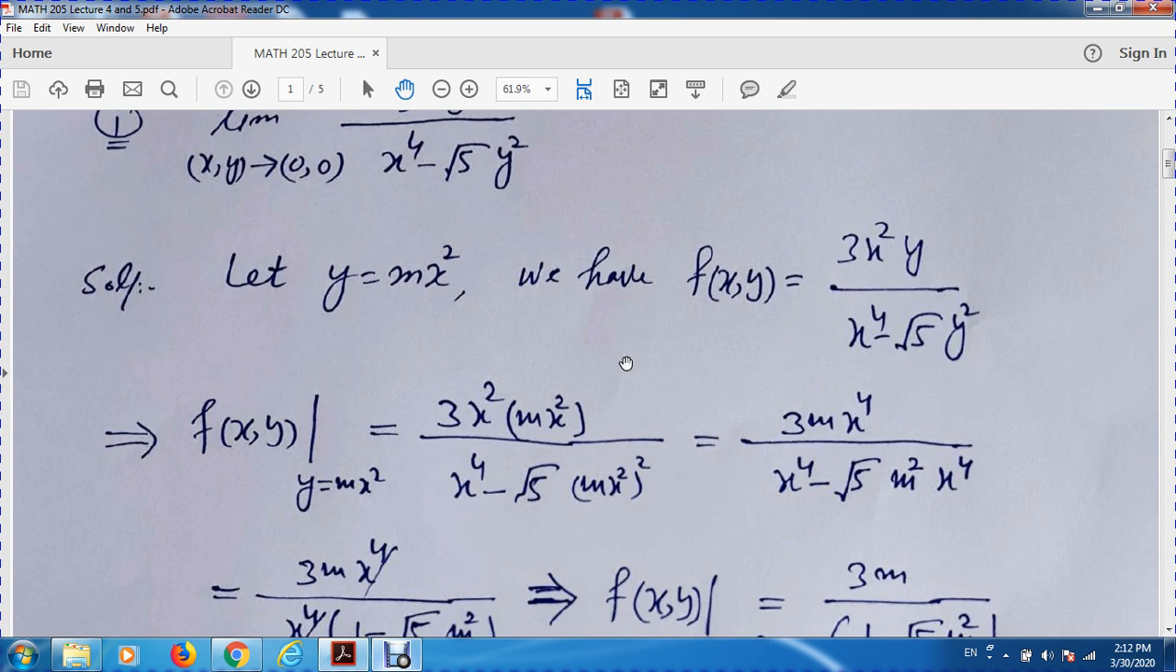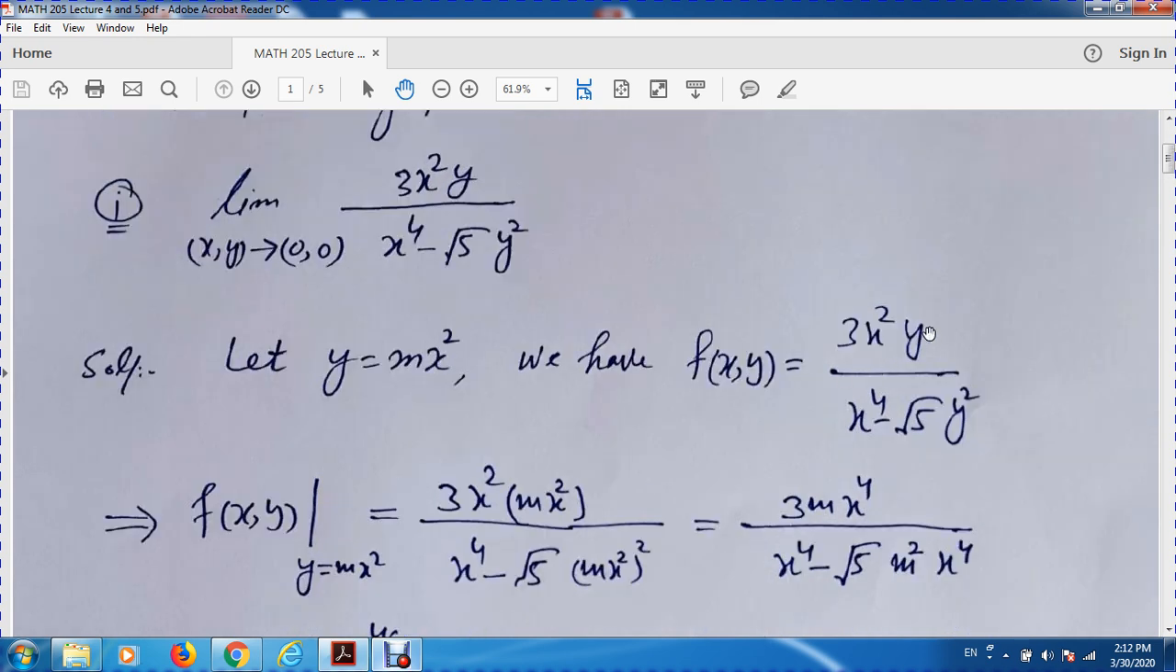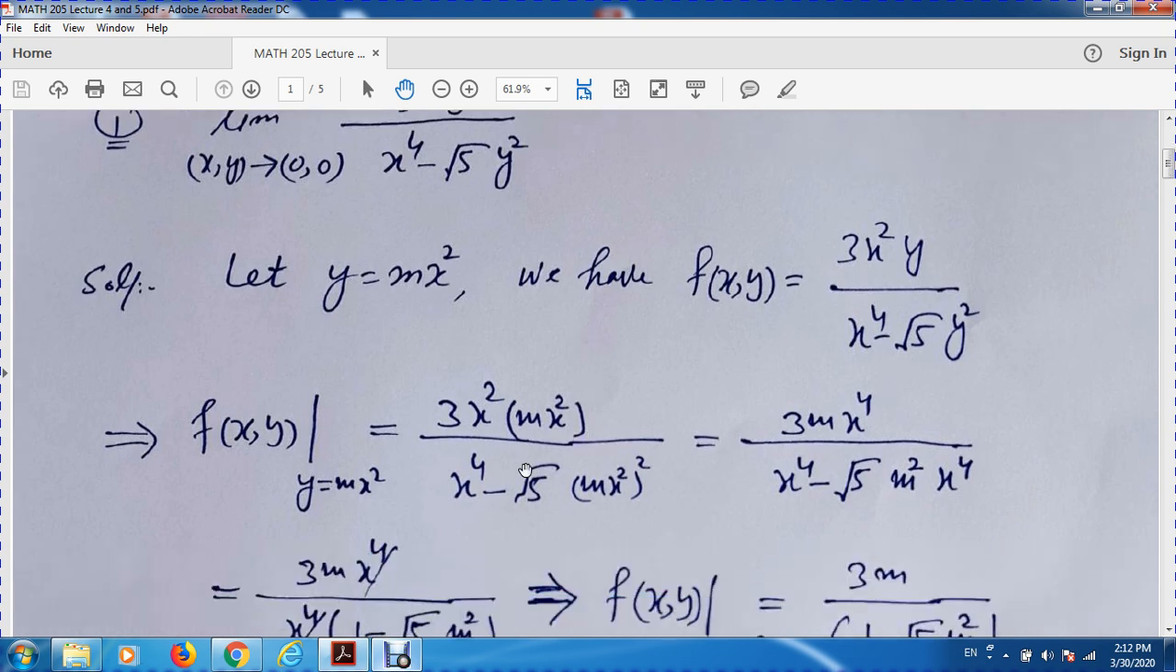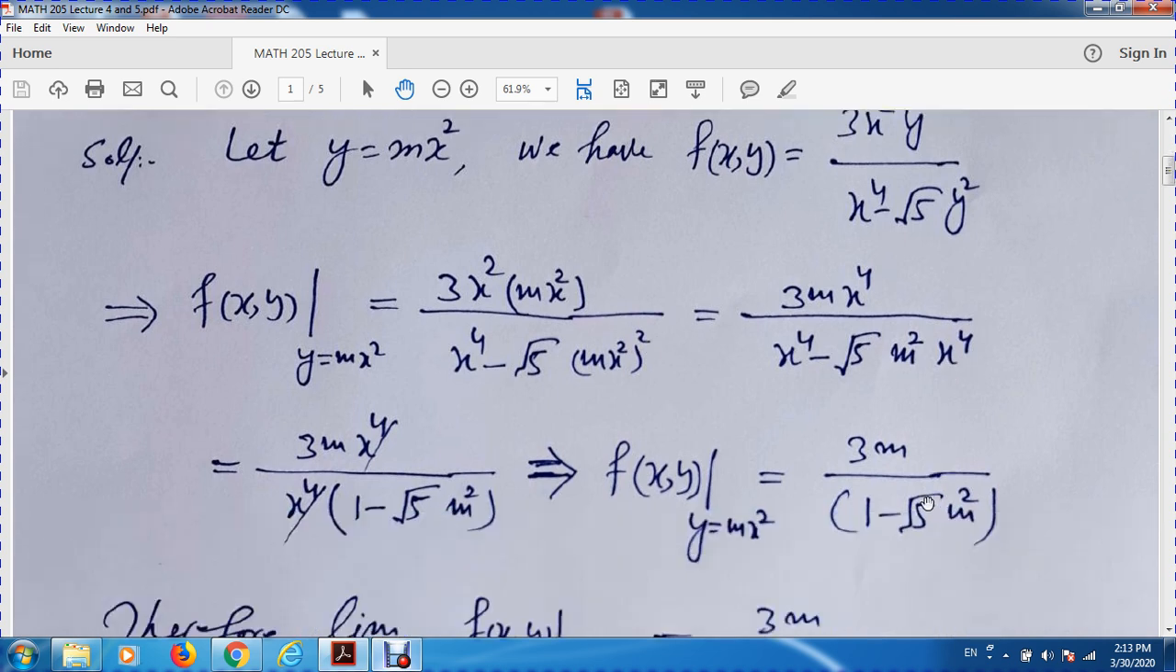If you substitute mx square instead of y in this function, it will be 3x square, y as mx square, over x square minus the square root of 5, and y is your mx square whole square. So you simplify this: 3m, x square and x square multiplied will be x4, and x4 minus root 5 times m square and x square power 2, so this will be x power 4. Now you can take x4 common, so it will be 1 minus root 5 m square, and this x4 and this x4 will cancel, so it will be 3m over 1 minus root 5 m square.